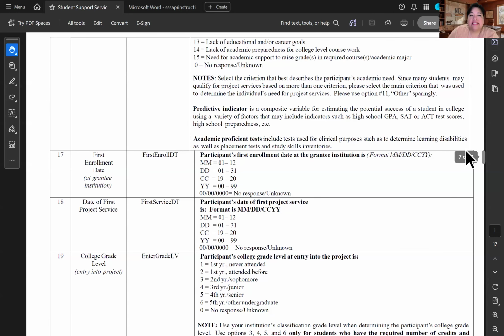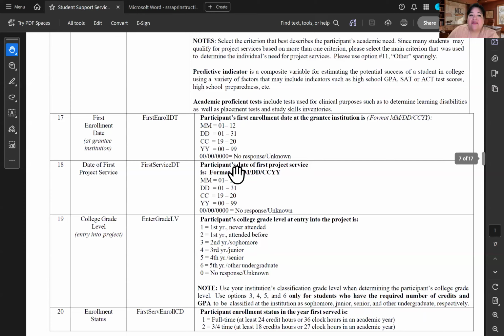Let's see here, academic need. Again, field 18, y'all. Almost every other question I get or that you may face when you're trying to figure out a student's unique situation is going to pop up around field 18. It's not when they were selected. It's not when they were recruited. It was when they received their first service.